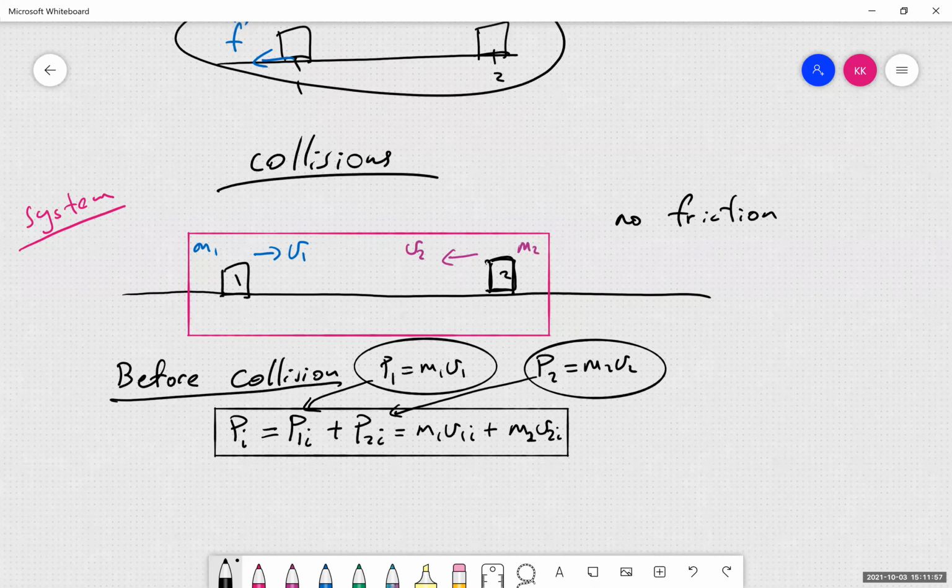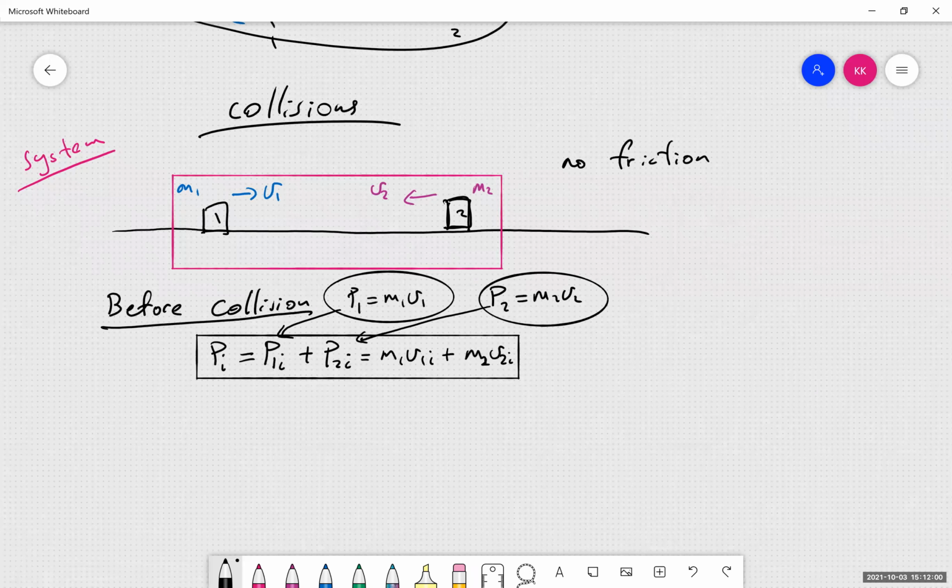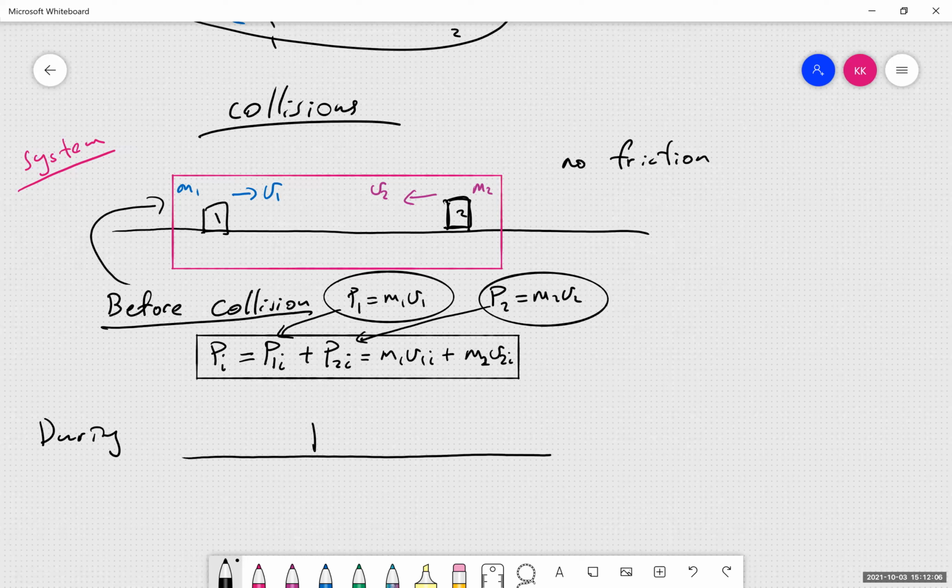Okay. Then obviously they're going to collide. So this was before, and this is going to be during. This is going to be a picture of during the collision. So they're going to collide, and when they collide, they're going to hit each other with some force. Let's say this will be the force that object 2 exerts on object 1. This will be the force that object 1 exerts on object 2. Remember, this is object 1 and 2.